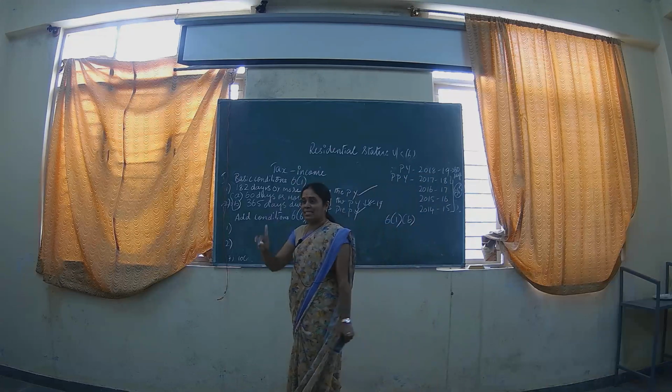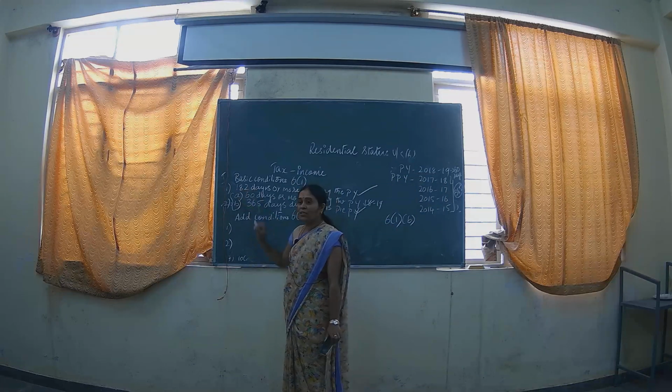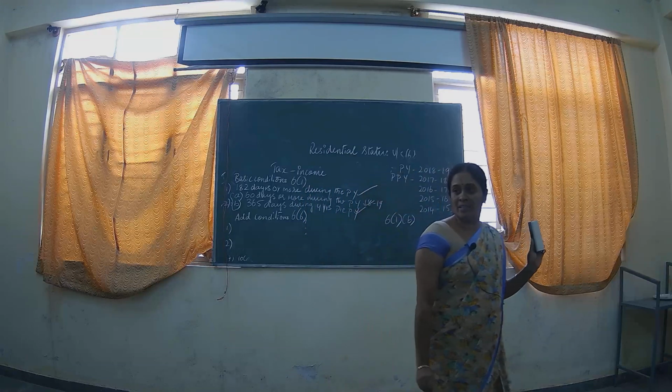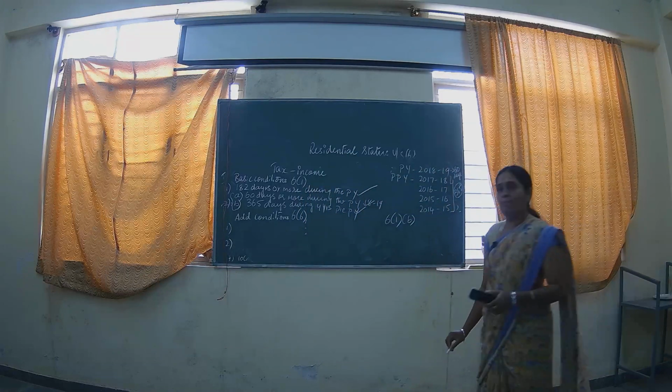Only one basic condition is there. What is the first basic condition? 182 days. If they are satisfying, it is satisfied. If they are not satisfying, it is not satisfied.